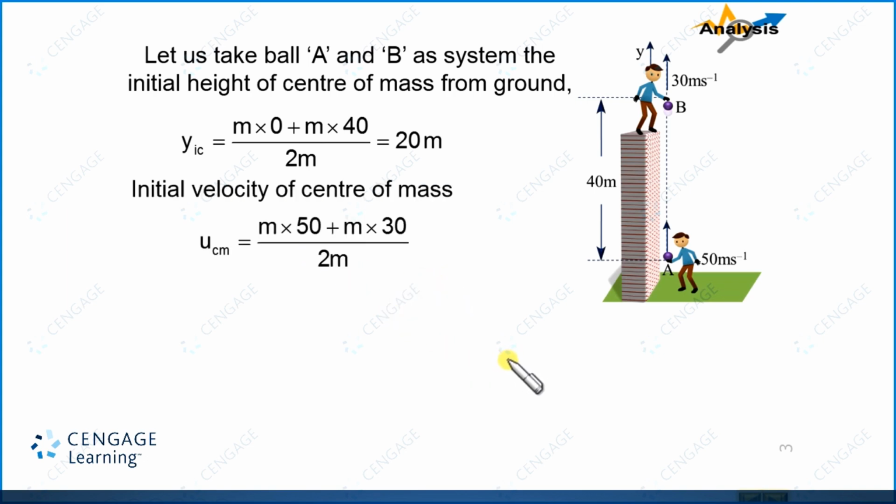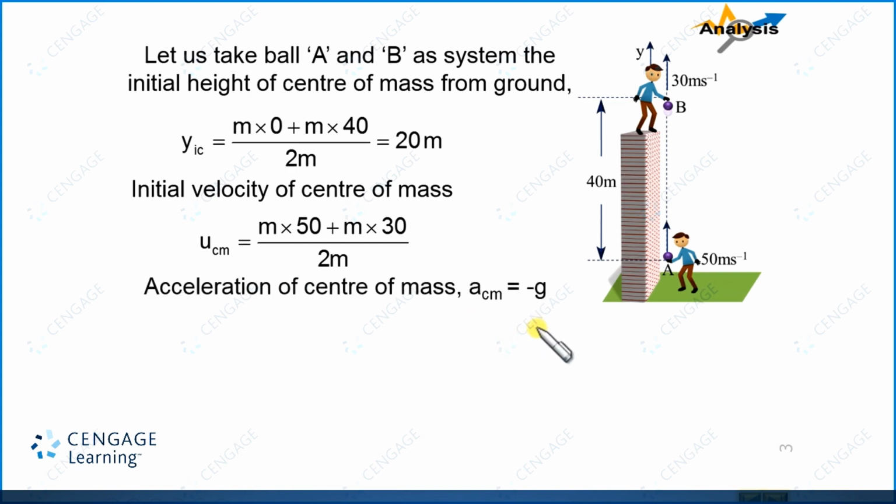Now we know, as we discussed, the acceleration of the center of mass is g in the downward direction, and we have taken upward direction as positive. That means the downward direction should have a negative sign. So the acceleration of the center of mass should be equal to minus g.